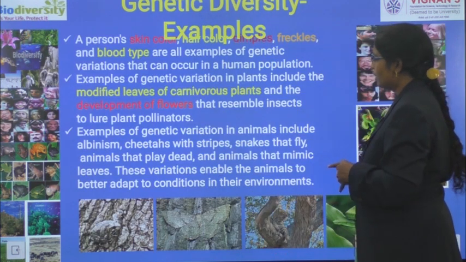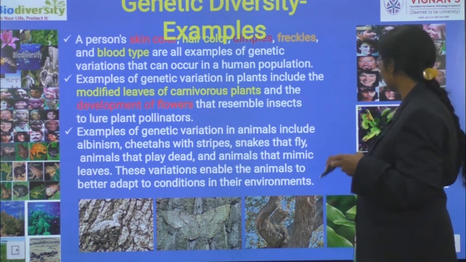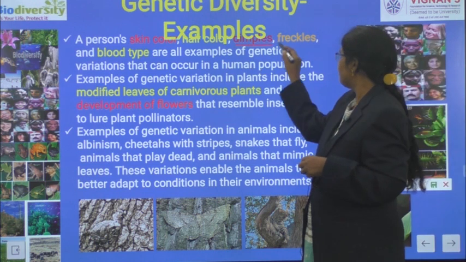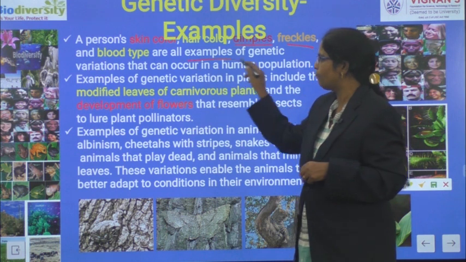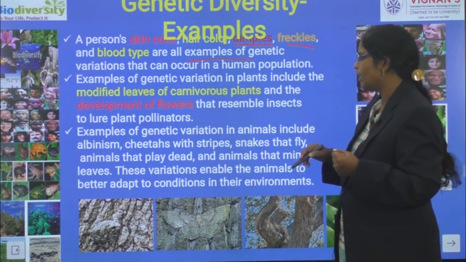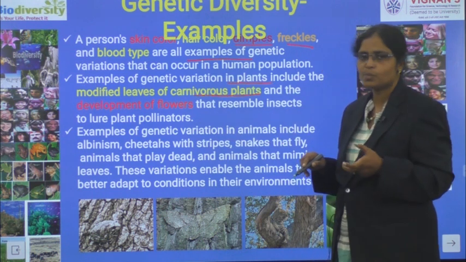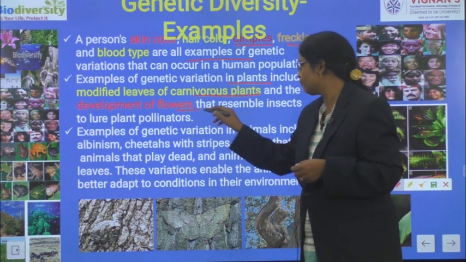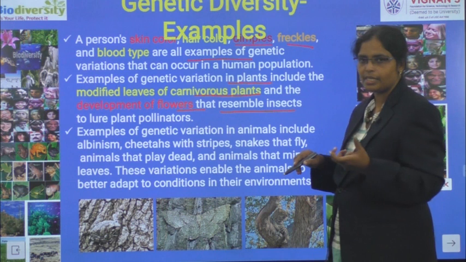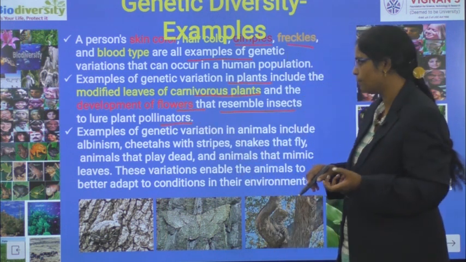And here, a few more examples. If you take human beings, the person's skin color will change, and again dimples, freckles and blood type, all these are examples of changes at the gene level. And in the case of plants, you can see the modified leaves of carnivorous plants and the development of flowers that resemble insects to lure plant pollinators. Those are the changes in the plants.